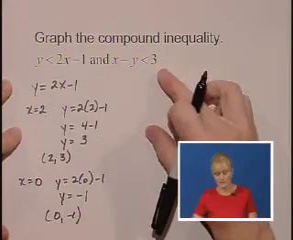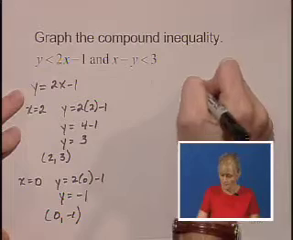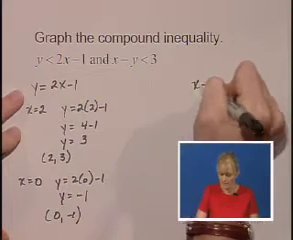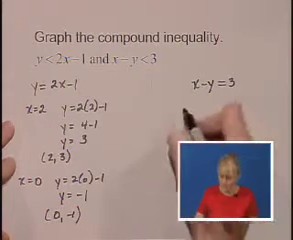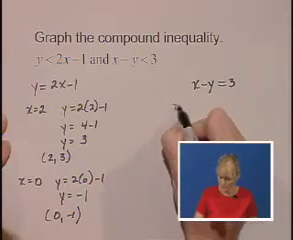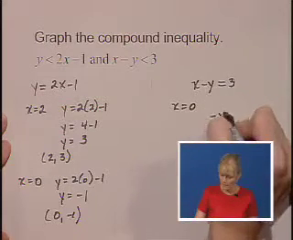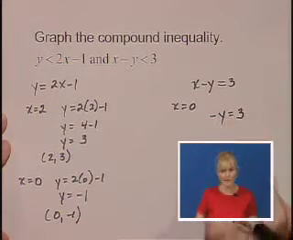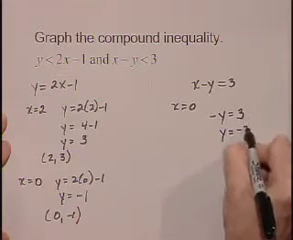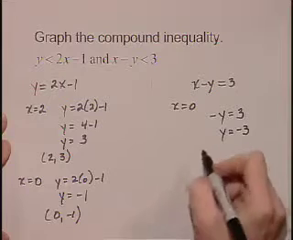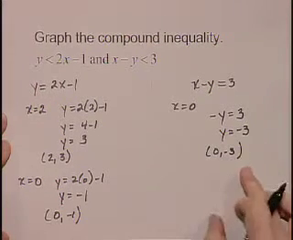We now need to move to the next inequality. We need to do the same process. We're going to set this up as x minus y is equal to 3. We're going to allow x to be 0. We'll substitute in. We'll have negative y is equal to 3. We'll solve for y by dividing by negative 1. y is negative 3. So our first ordered pair is (0, -3).